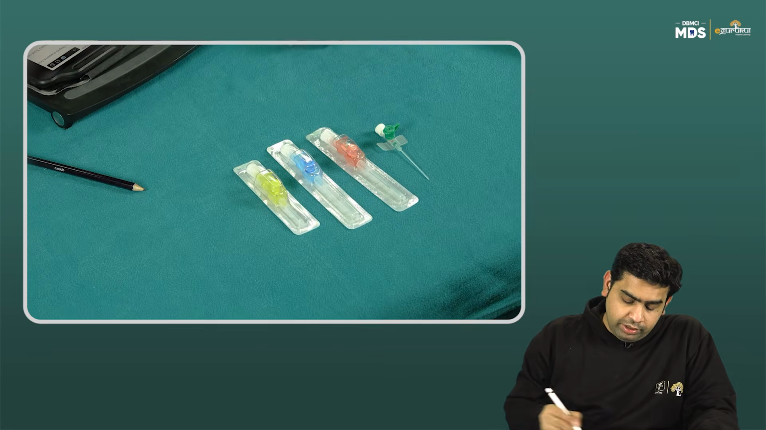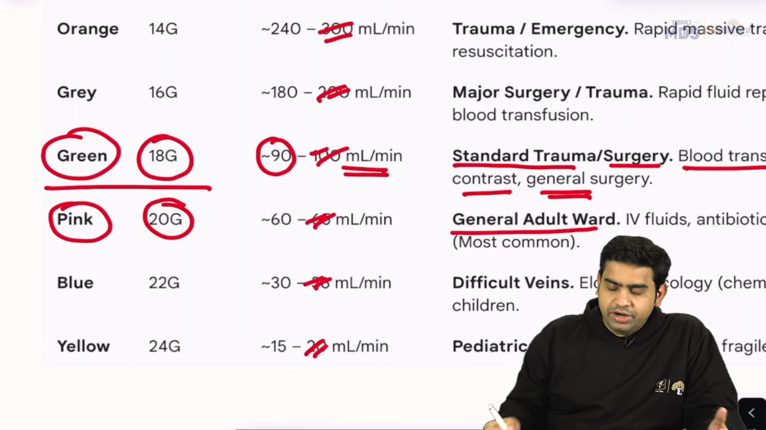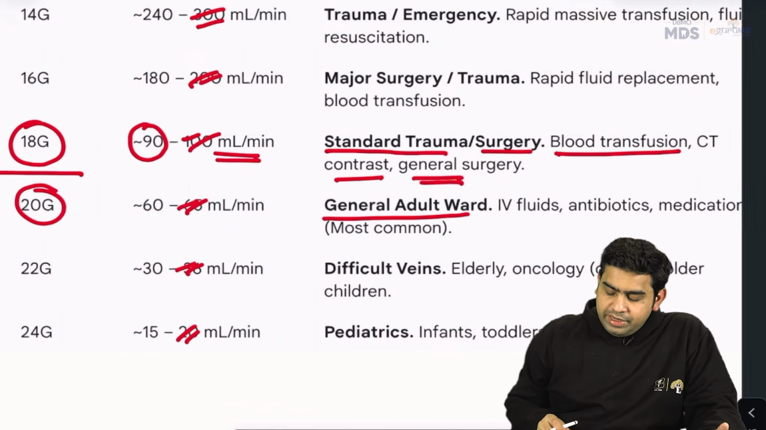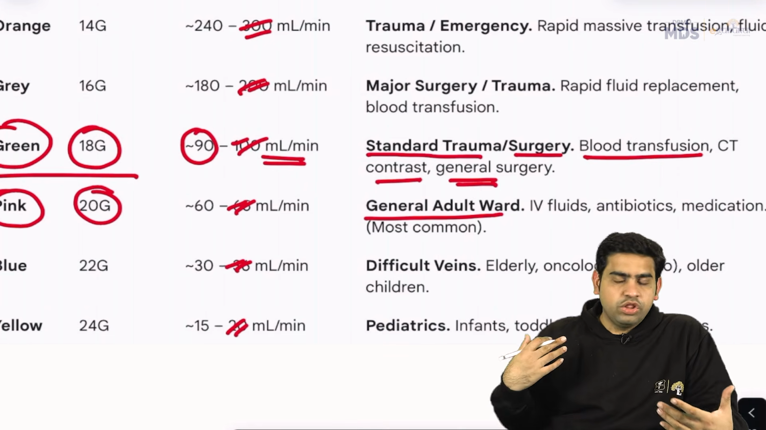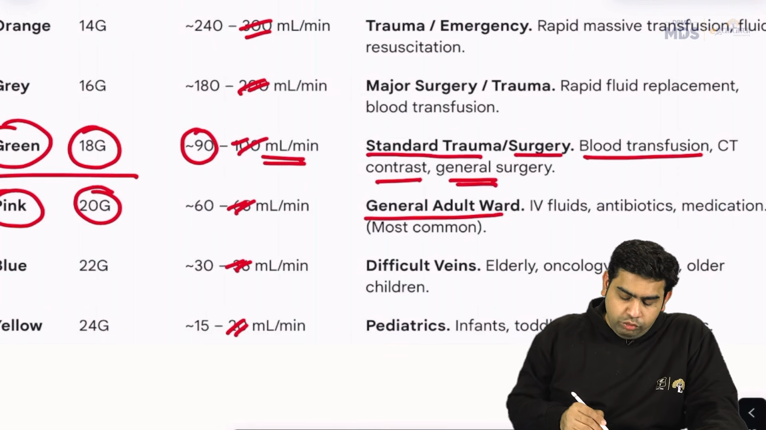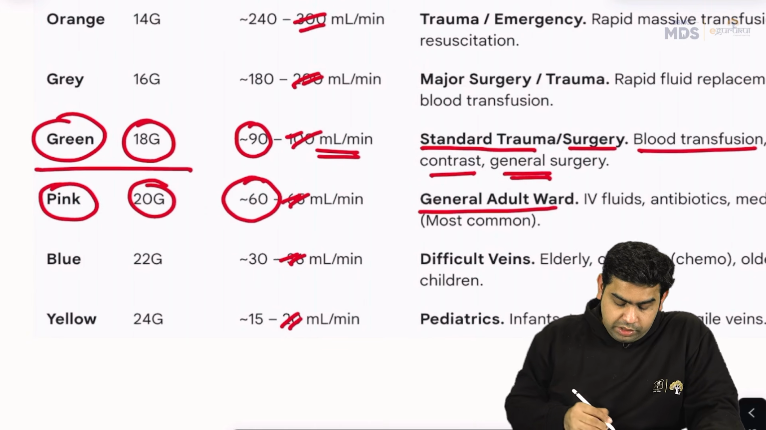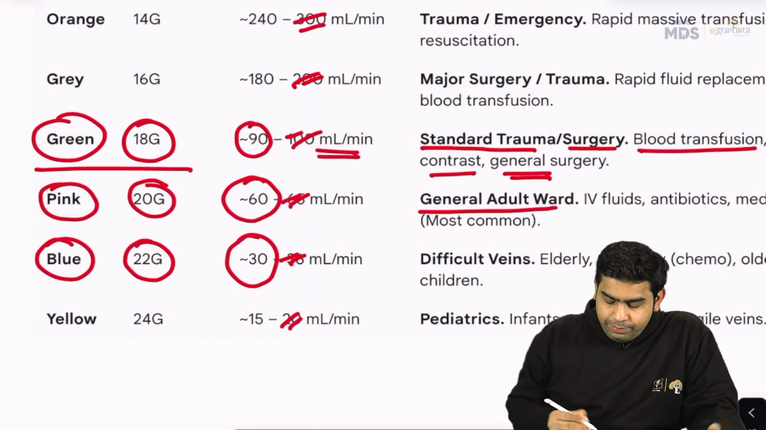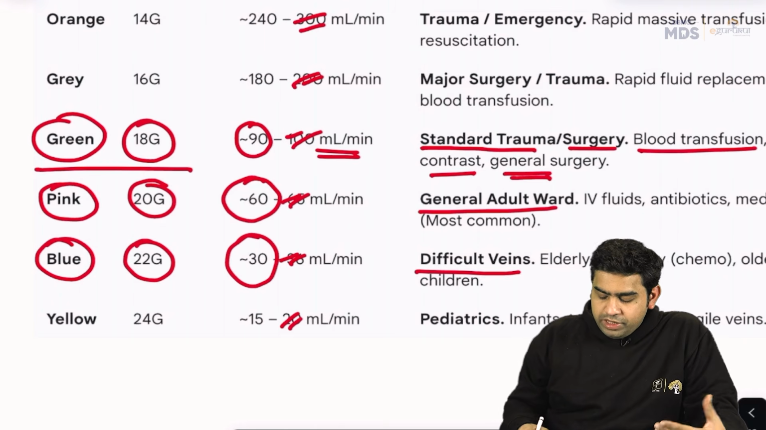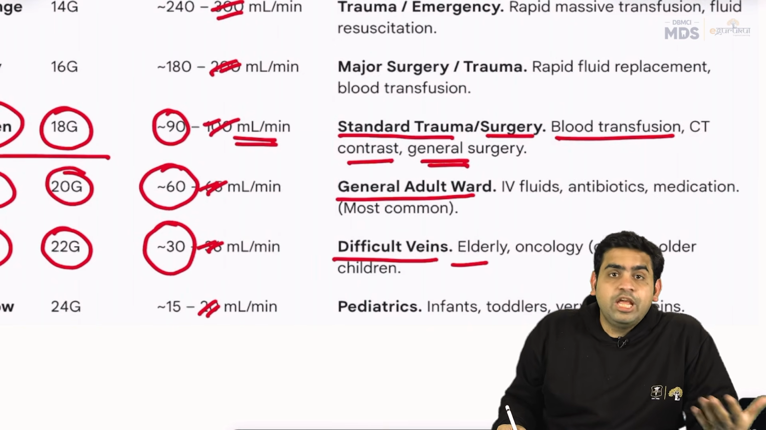Now, what is this? This is the pink cannula. This is a 20 gauge cannula. This is used for general adult wards. For example, somebody suffering from dehydration, somebody suffering from vomiting, somebody who needs IV antibiotics which have to be given as an infusion. What you insert is a pink cannula and the maximum rate of flow is 60 ml per minute. The blue cannula, that is the 22 gauge, is 30 ml per minute, that's fine. And this is used when you have a difficult vein, for example an elderly patient, or somebody who had received chemotherapy in the past.